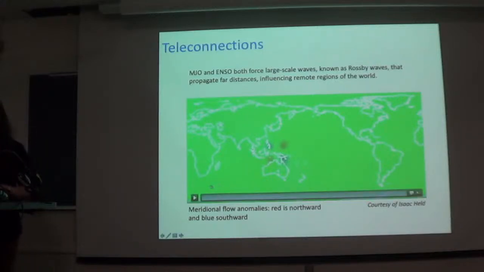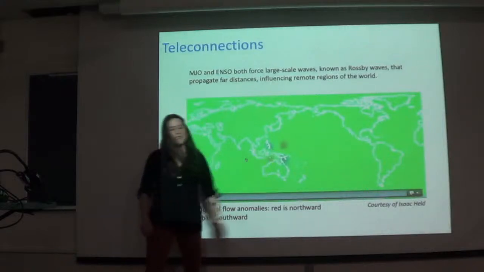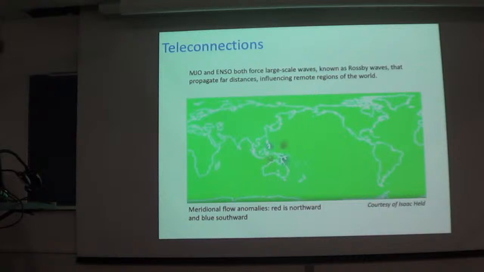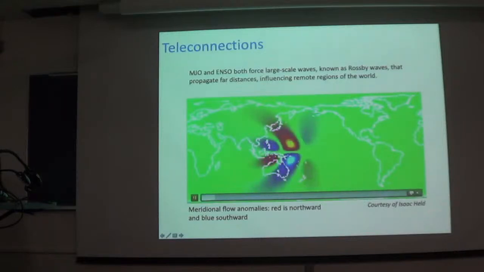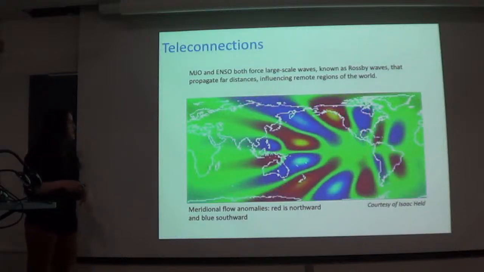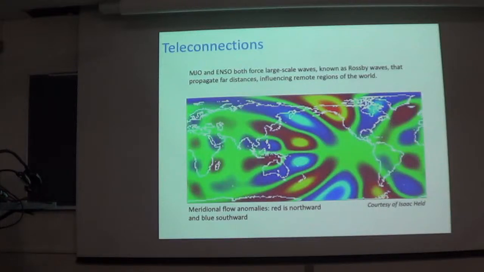And I like to show this video showing this. This is an animation from Isaac Held, and it's a toy model. It's very idealized. But what he does is he places a forcing in the tropics. It's an upper level divergence forcing, which would be associated with deep convection. And then what you see is the response to that forcing as I play this. And you see this propagation away from the forcing and into the mid-latitudes and high latitudes.